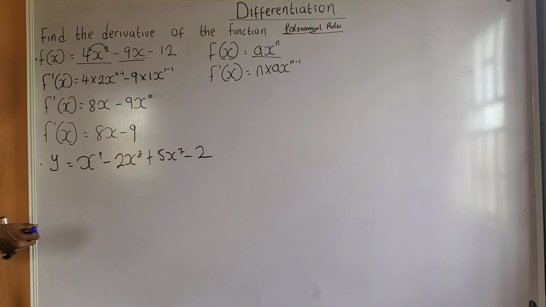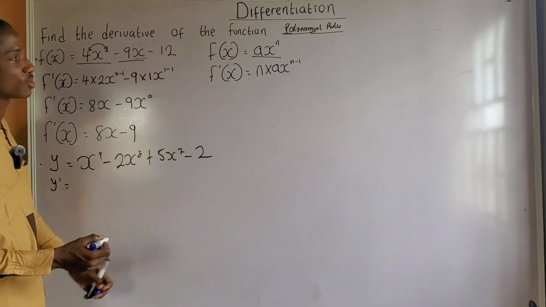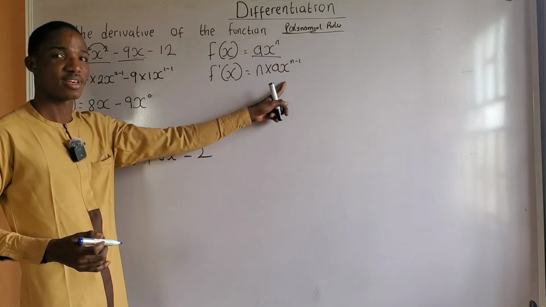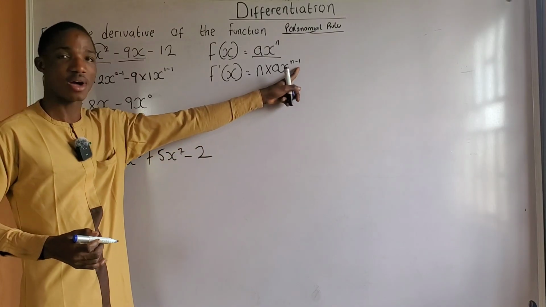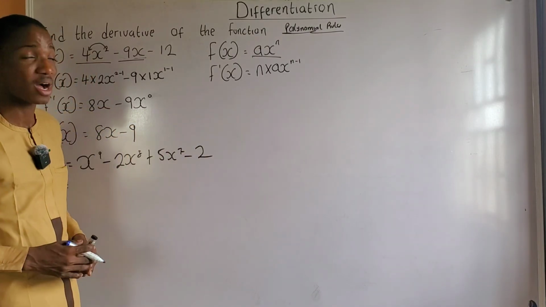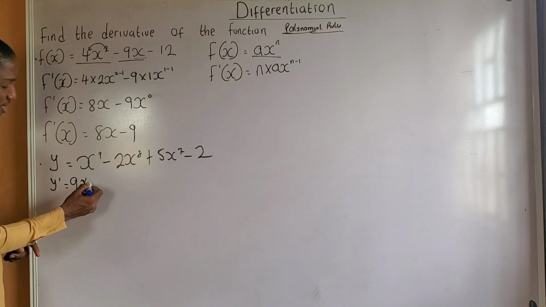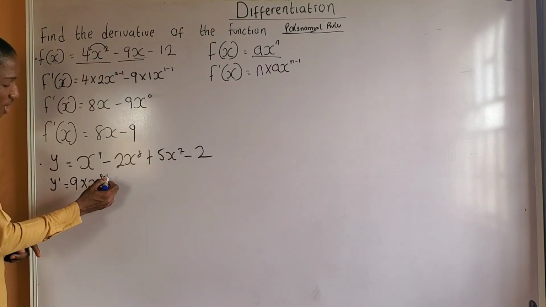Okay, to differentiate this function, derivative of y equals, now don't forget, according to this rule, the power is going to multiply the coefficient, right? And the power is going to reduce by 1. That is, you're going to subtract 1 from the power. So for this, I'm going to have 9 times x raised to the power of 9 minus 1.